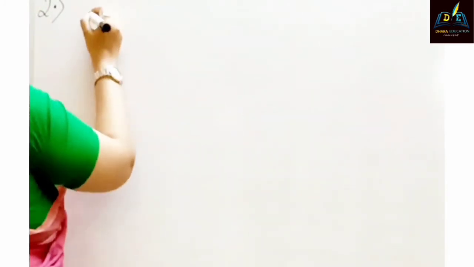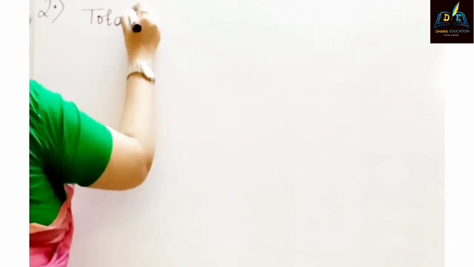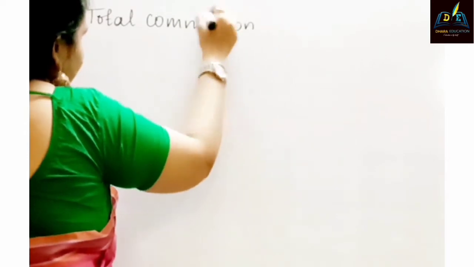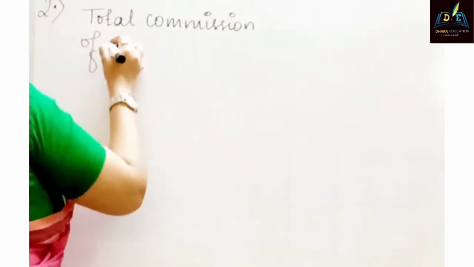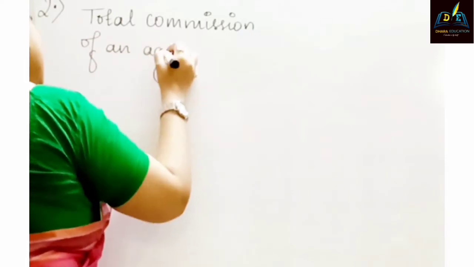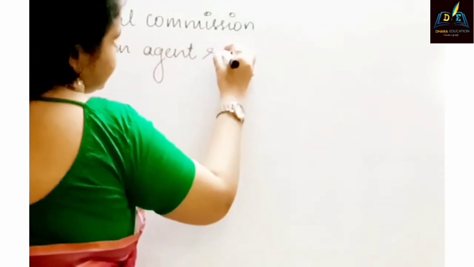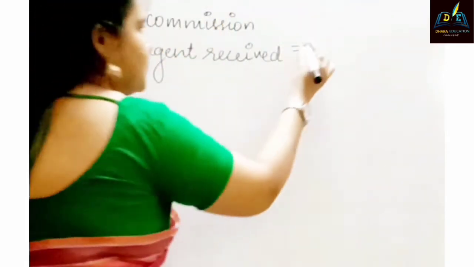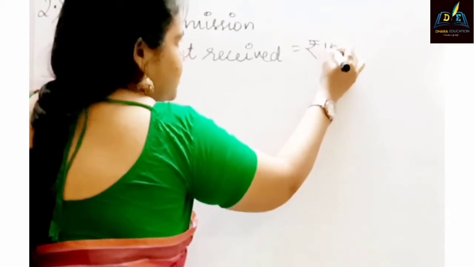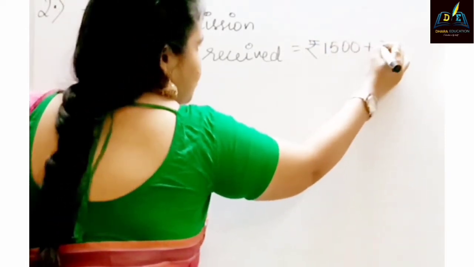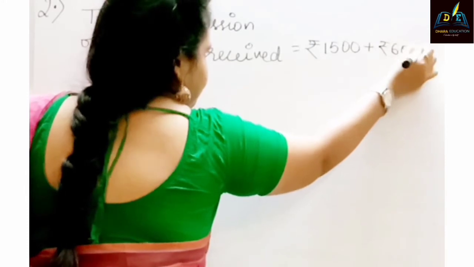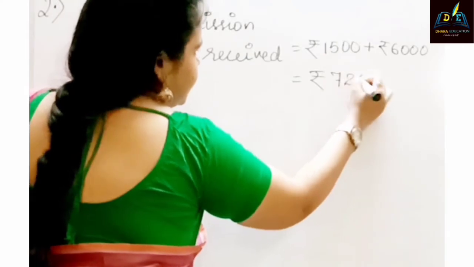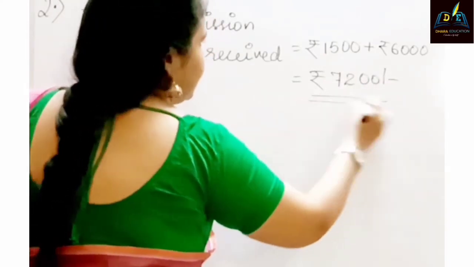So now students, the total commission an agent received is equal to the first one, rupees 1,500, plus rupees 6,000. So with this we can conclude that 7,200 is his total income.